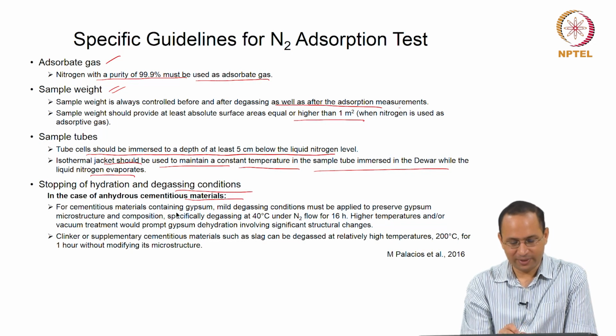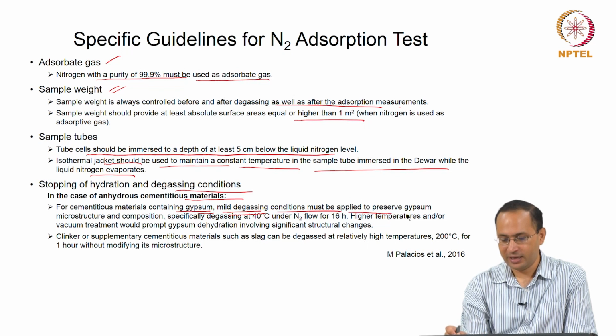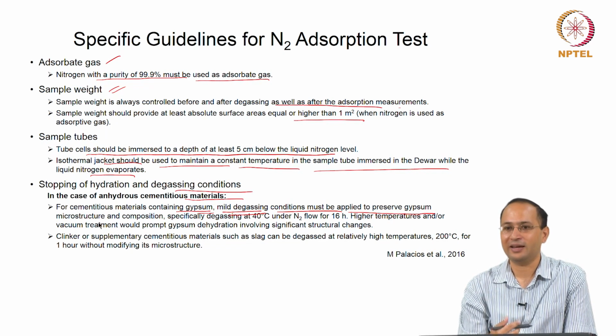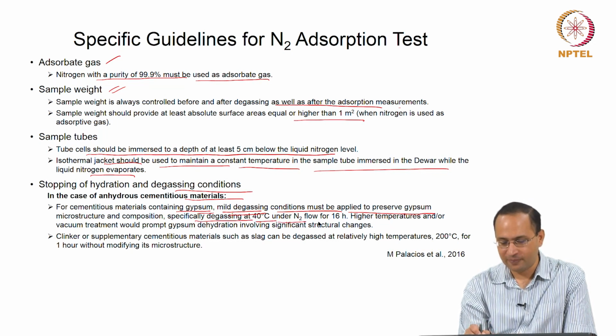So, for cementitious material containing gypsum, mild degassing conditions must be applied to preserve gypsum microstructure and composition. You know that cement contains gypsum. So, if you use high temperature, it will lead to dehydration of gypsum. So, you have to make sure that you are using mild degassing conditions. Specifically, degassing at 40 degrees Celsius, again under nitrogen flow, for 16 hours is recommended. That does not affect it. That is what people have seen.